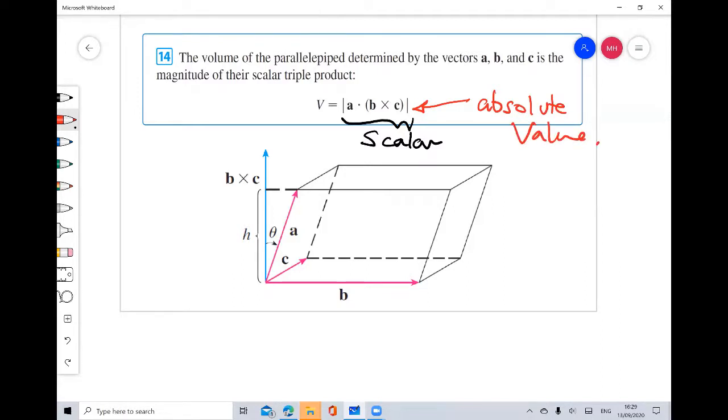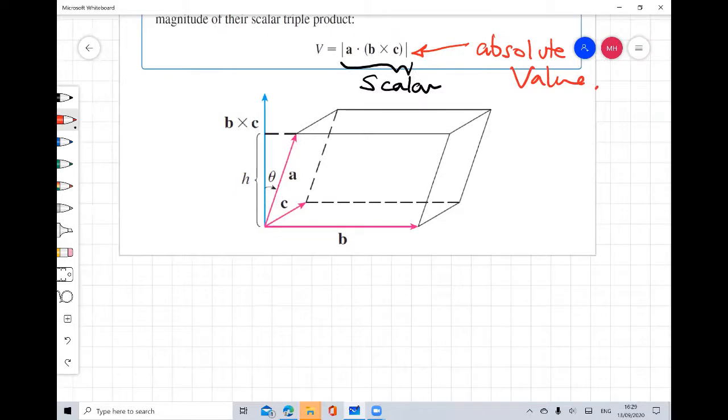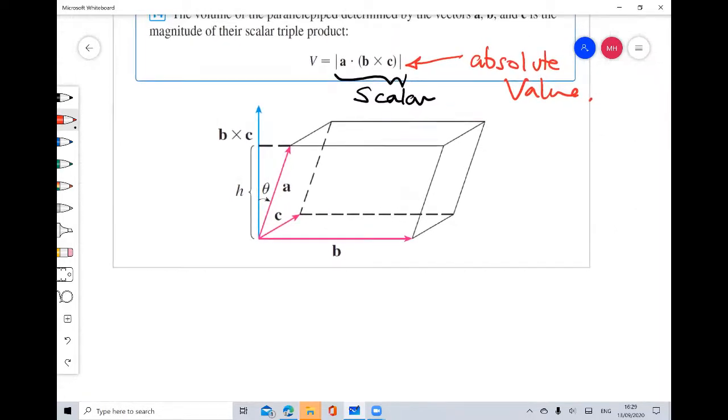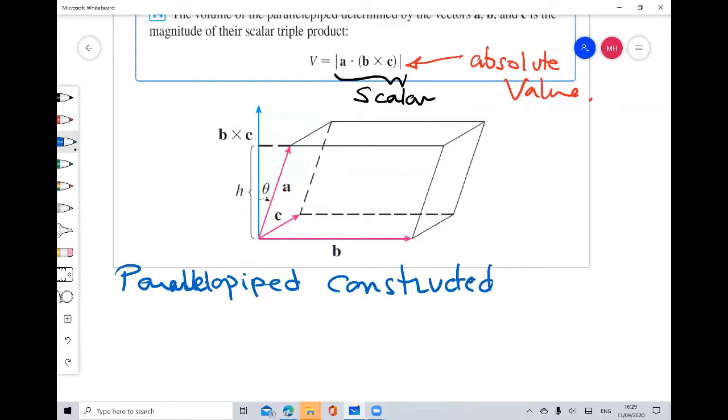Okay, so why is this the volume? Why is this scalar triple product the volume? Let's see. I know the volume of this parallelepiped. Let's start with this parallelepiped, which is constructed from these three vectors. These three vectors are A, B, C, and they are starting from the same point.